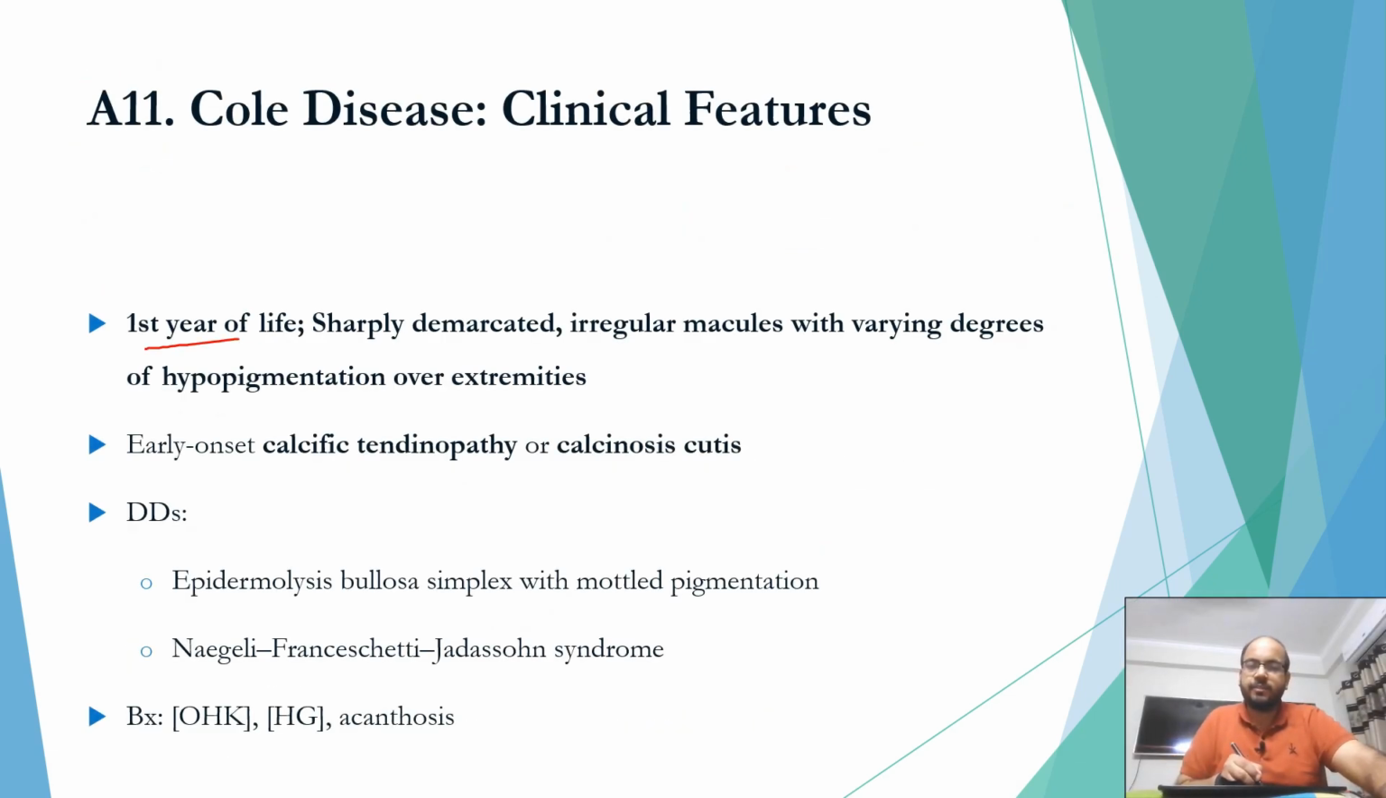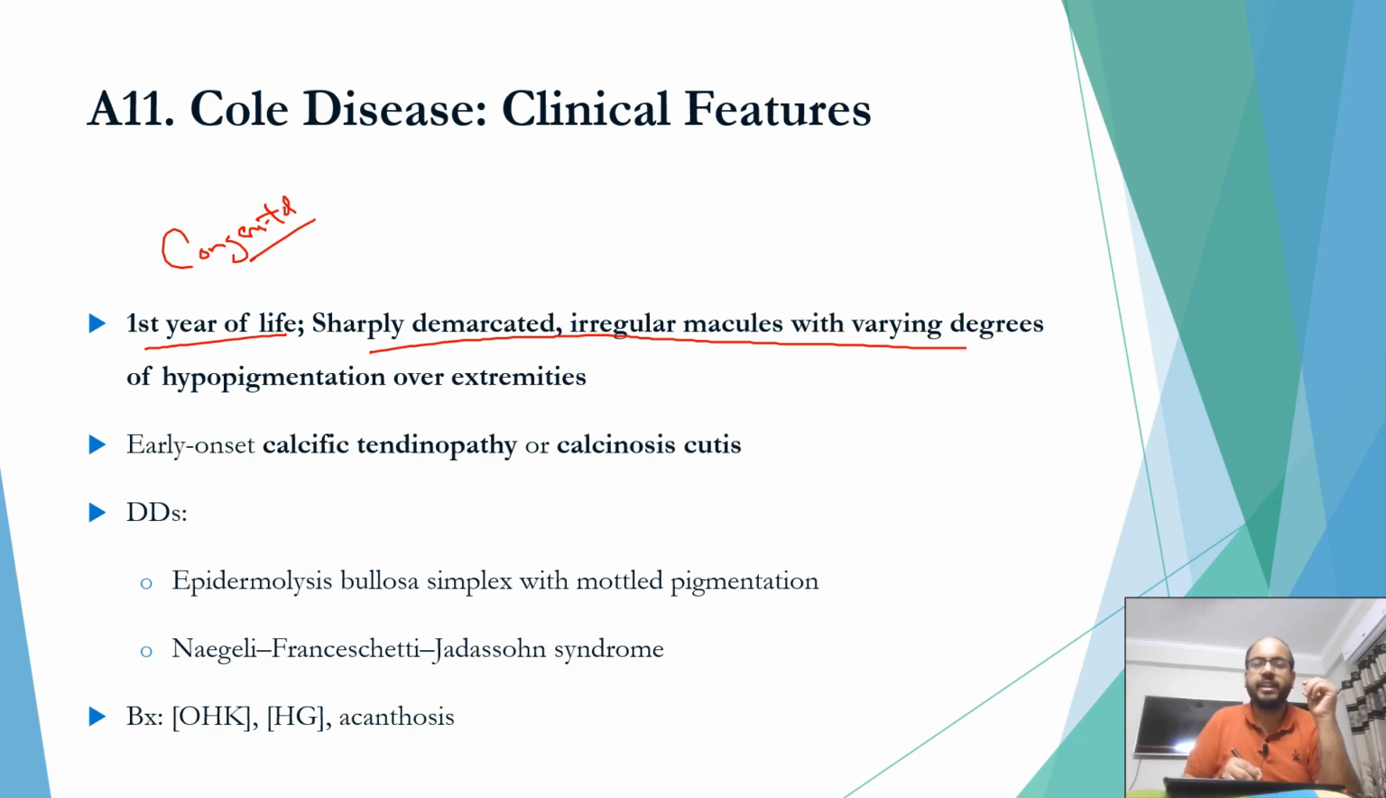It starts in the first year of life, congenital. Remember, Cole disease is congenital. So three words: cornification, congenital, calcification. Sharply demarcated irregular macules with varying degrees of hyperpigmentation over the extremities.